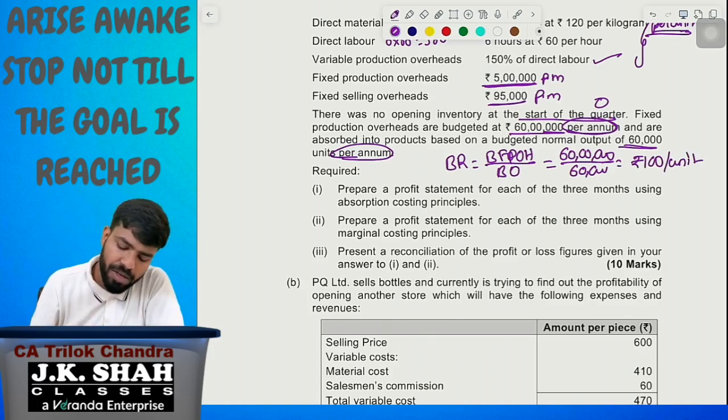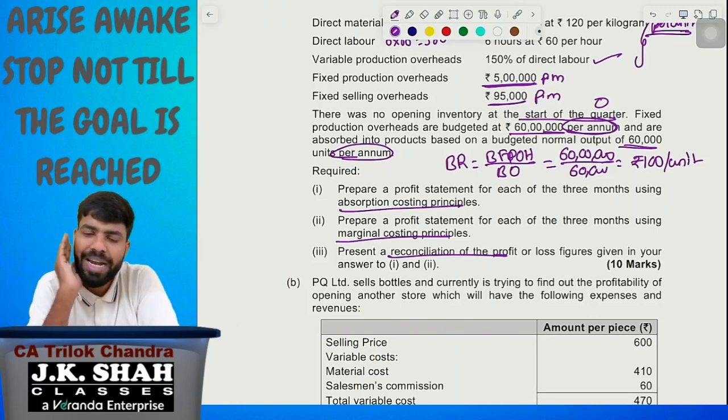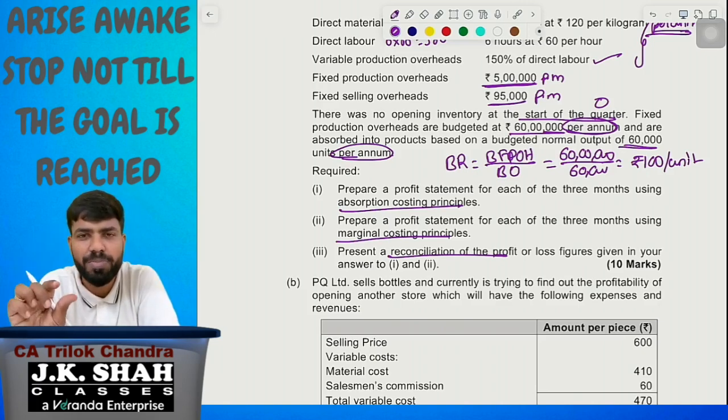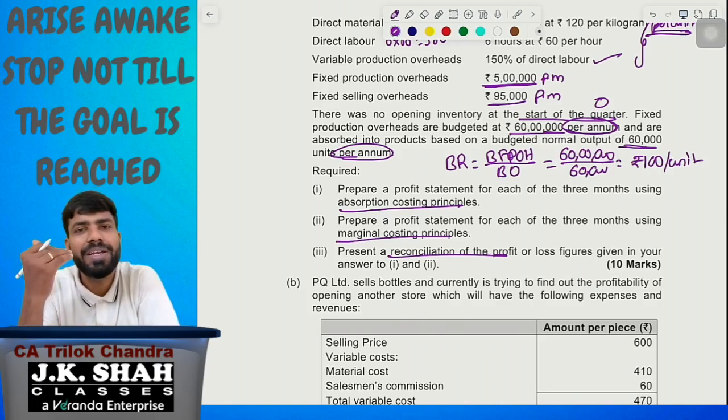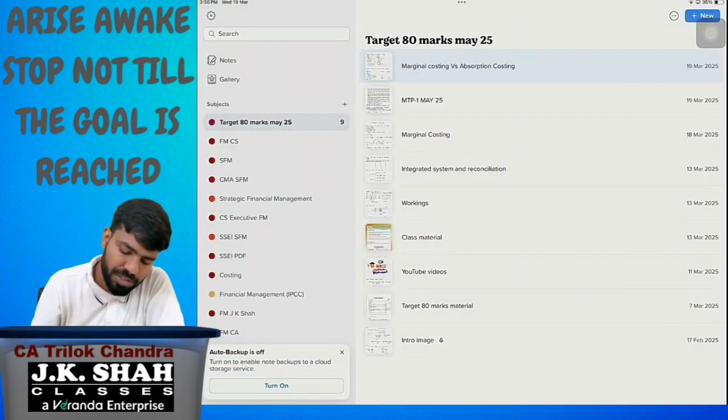Are you following? Okay. Now what are they asking? Profit statement as per absorption costing principle, as per marginal costing principle, and then reconciliation. Reconciliation is only the difference in opening stock and closing stock values. Let us start with the absorption costing system. We all know sales minus cost of goods sold is gross profit, minus administration and selling overhead, and after adjustment we get the net profit. Now let us take the absorption costing system. Look at here.